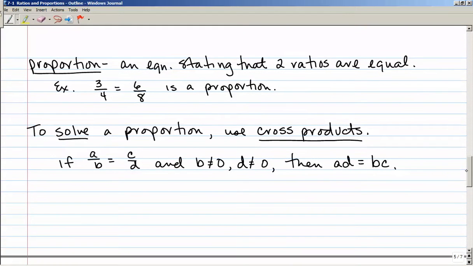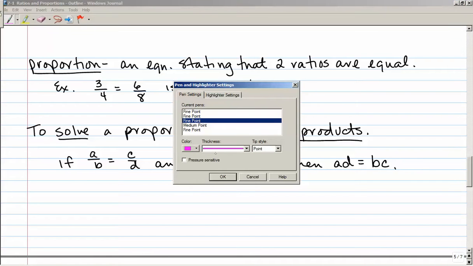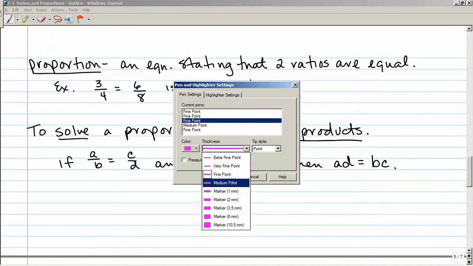Now a proportion is just an equation that states that two ratios are equal to each other. So for example, 3/4 equals 6/8 is a proportion. This ratio is equal to this ratio, and a proportion is always going to have an equal sign in between there. To solve a proportion, and you may remember this from algebra, hold on just a second, let me make this a little thicker here.